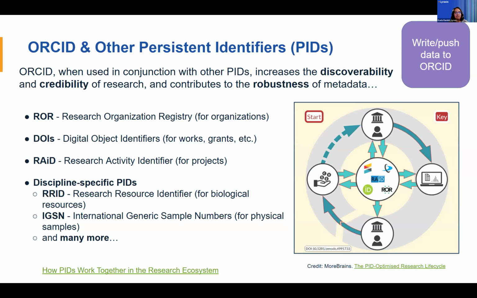But working in conjunction with all those PIDs can help not just with the discoverability of your researchers' research, but also with that robustness of the metadata to make sure that what you're pulling into your systems is credible, true, and verified.